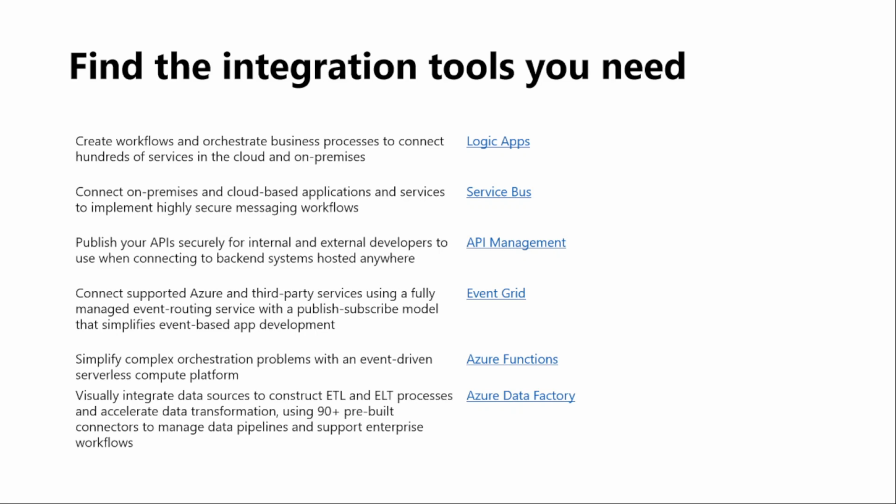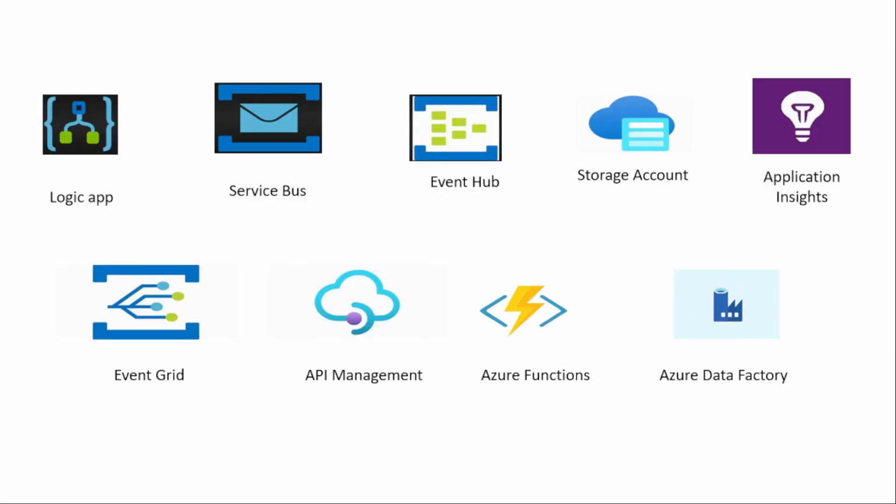Now we have come to the end of this session, but before that I am going to show you how each application service looks. So this is a Logic App, Service Bus, Event Hub, Storage Account, Application Insights, Event Grid, API Management, Azure Functions, and Azure Data Factory. Each of these services we will be learning in a detailed manner in the coming sessions.